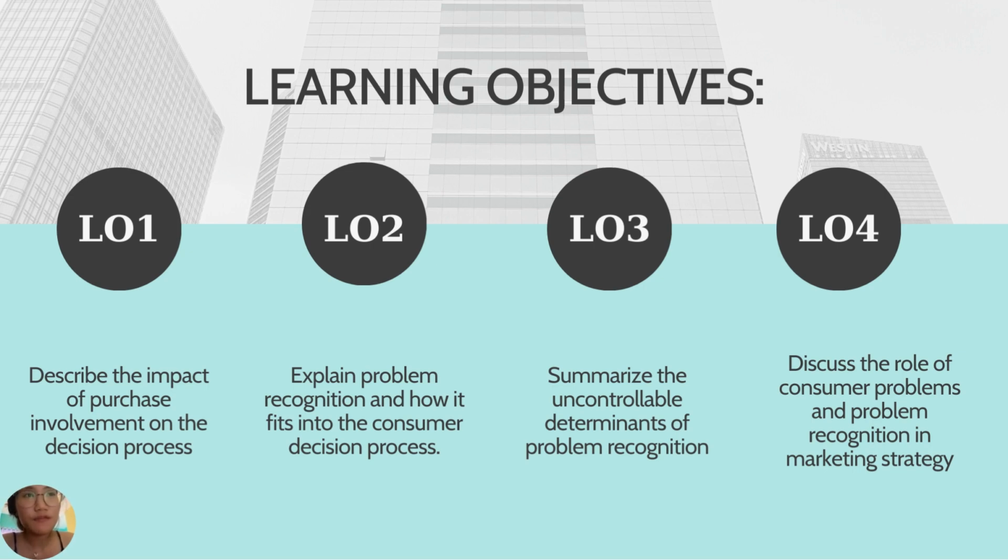The learning objective two is explain the problem recognition and how it fits into consumer decision process. The learning objective three is summarize the uncontrollable determinants of problem recognition. And the last one, learning objective four, is discuss the role of consumers' problems and problem recognition in marketing strategy.